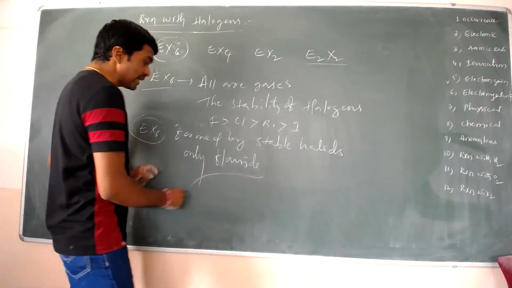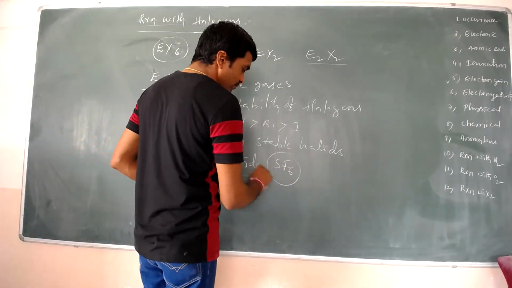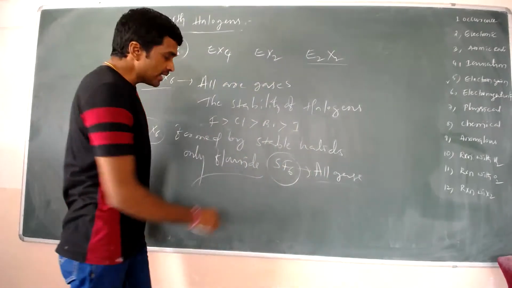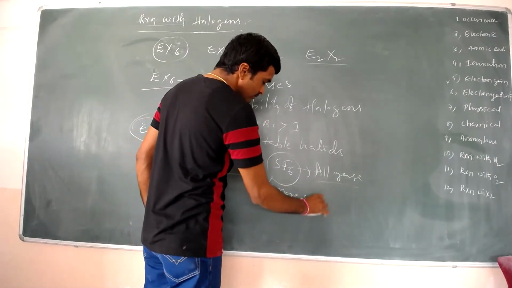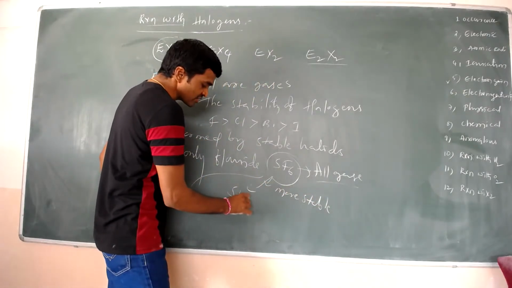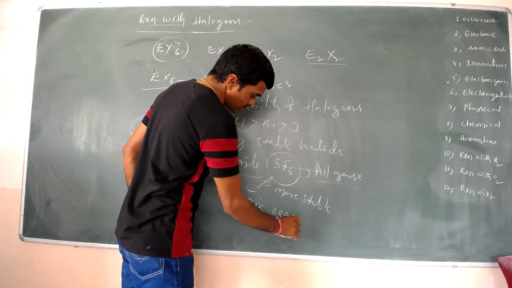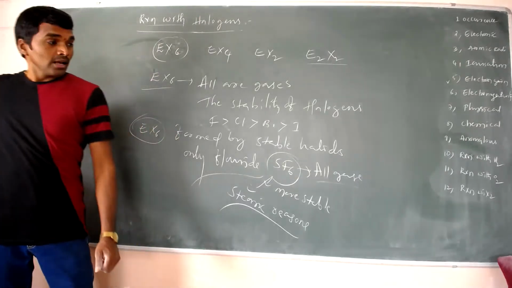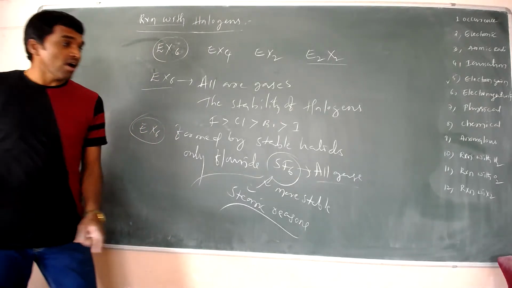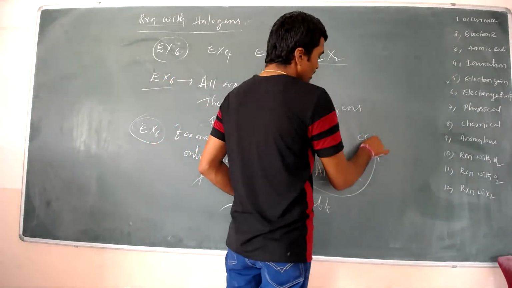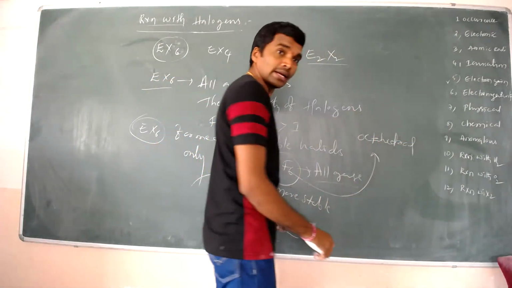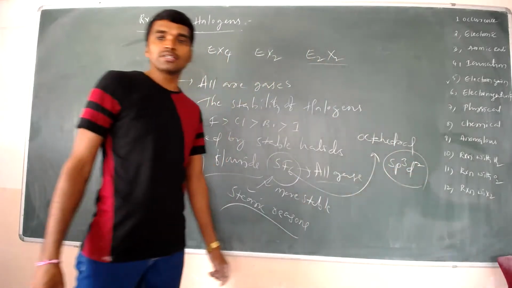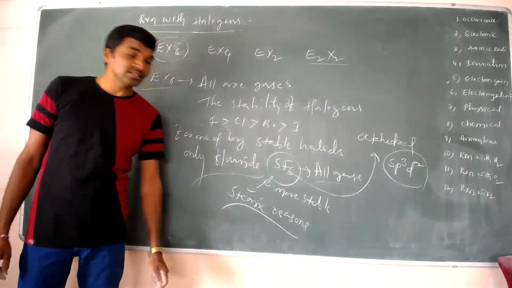And these all EX6, example SF6, these polar fluorides, all are gases. SF6 is the most stable due to some steric reasons. And the SF6 molecule has an octahedral shape, with sp3d2 hybridization.